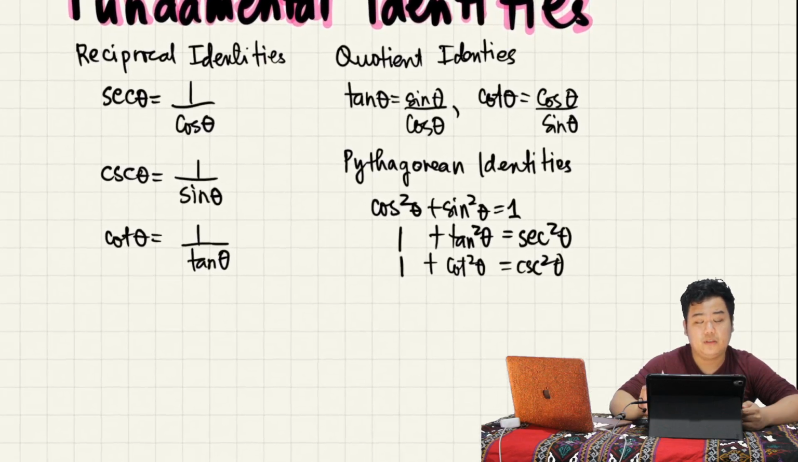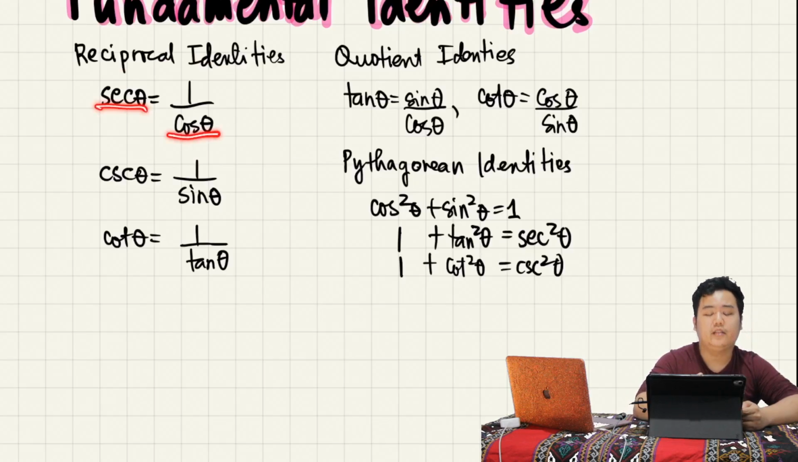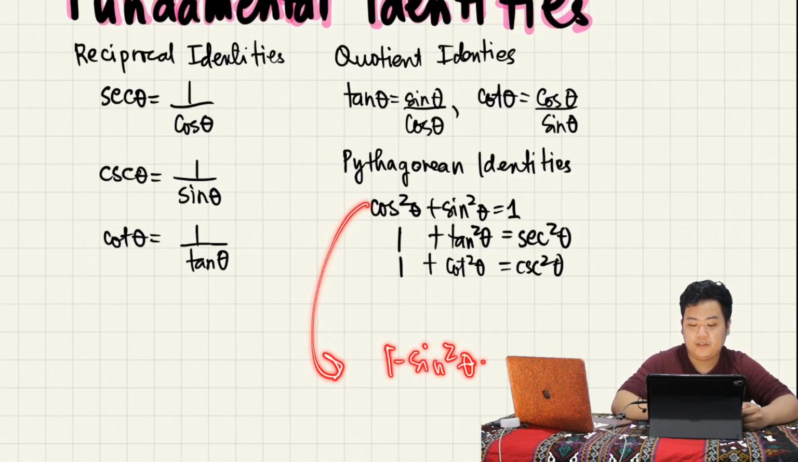Okay, tandaang mabuti ito, pati yung mga paikot-ikot nila. Paano paikot-ikot? For example, dito sa reciprocal identities, what is the product of secant theta and cosine? 1. Okay? Example, what is the product of tangent and cosine? Sine. Sa Pythagorean identities, minsan makikita nyo na 1 minus sine squared theta. But from this Pythagorean identity, that is cosine squared theta. Okay? So, yun yung mga tweaks.